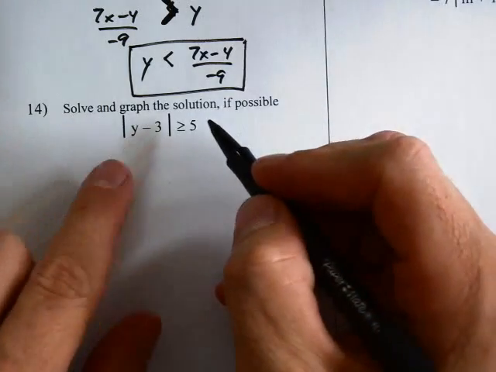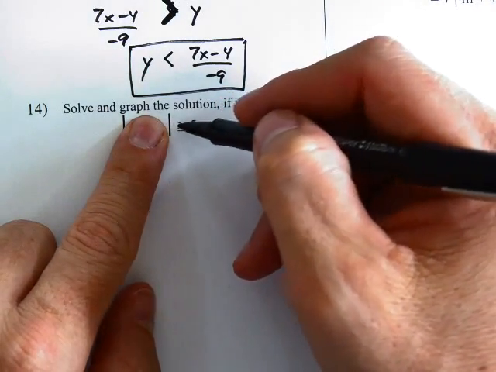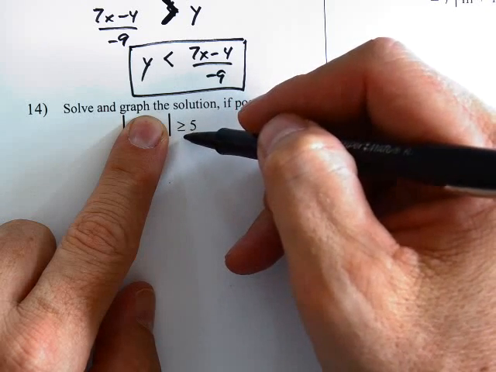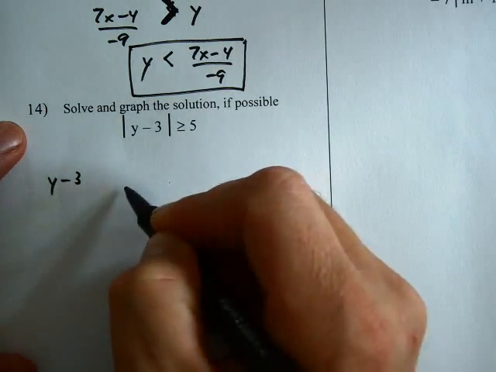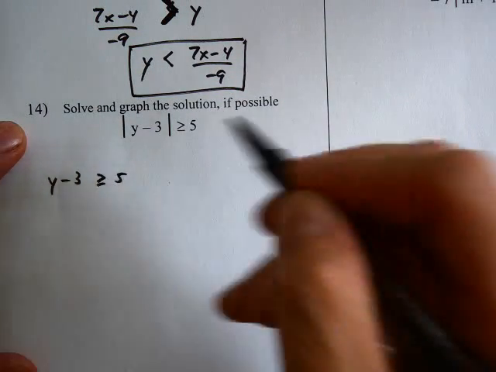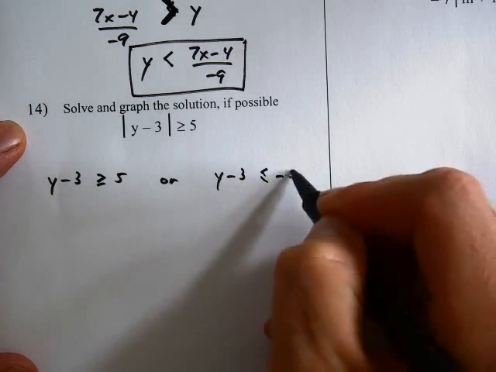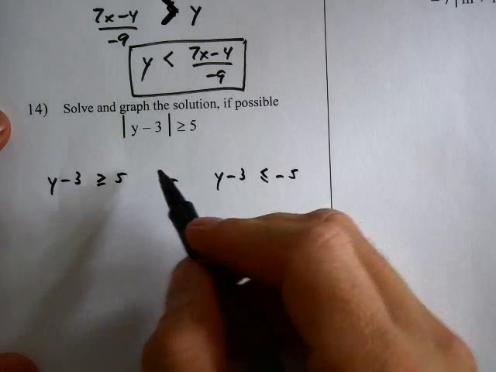Okay, so what I was saying is, whatever's under my finger here has to be bigger than or equal to 5, or less than or equal to negative 5. So let me go ahead and write that. Y minus 3 is greater than or equal to 5, or y minus 3 is less than or equal to negative 5. So let's go ahead and solve for y on both.